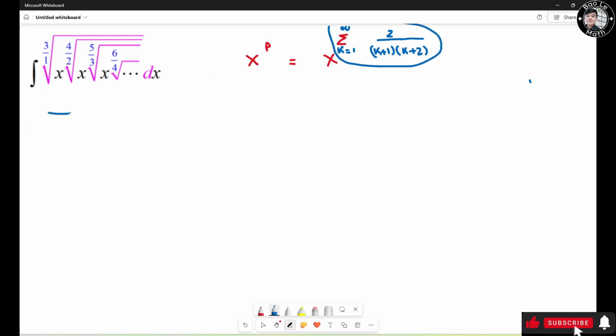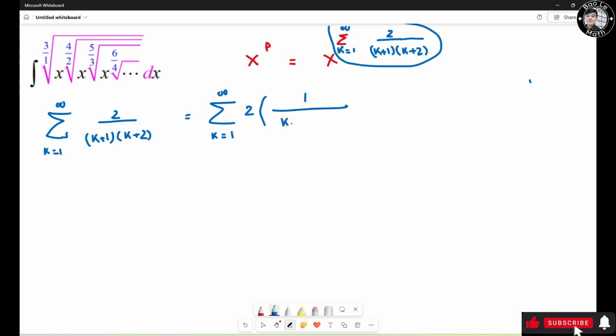So I put this guy on the side, I can bring 2 to the front, it could be the sum when k goes from 1 to infinity of 2 times 1 over (k plus 1) times (k plus 2). This guy is actually a telescoping series, right? So you can use partial fraction decomposition to decompose this one. So this guy turns out to be the sum when k goes from 1 to infinity of 2 times (1 over k plus 1 minus 1 over k plus 2), right?